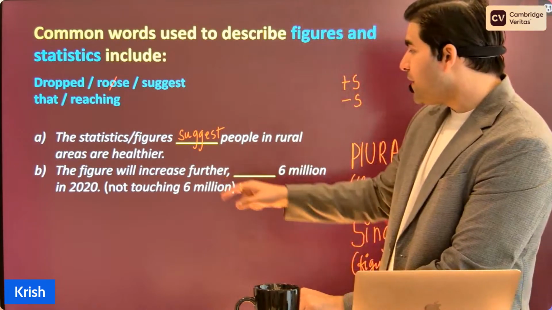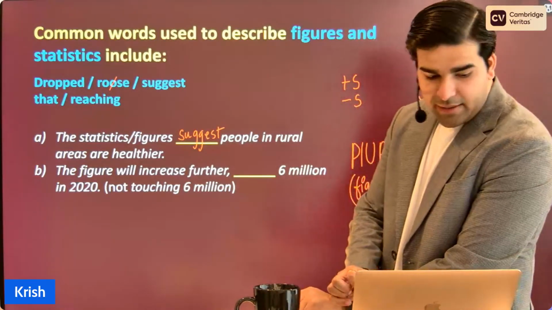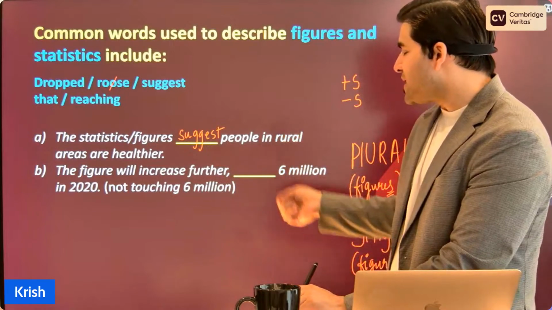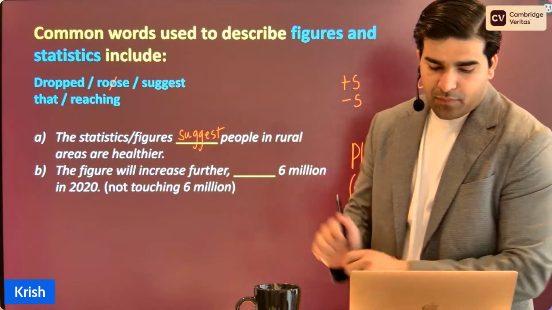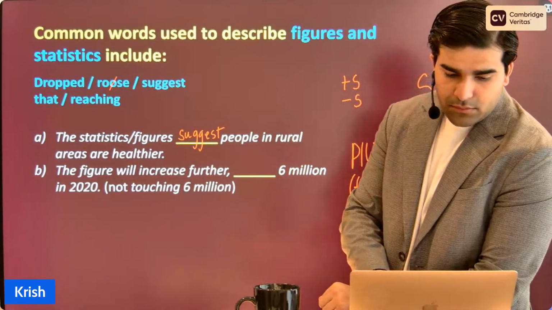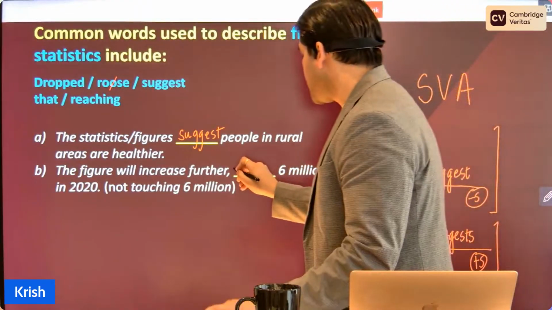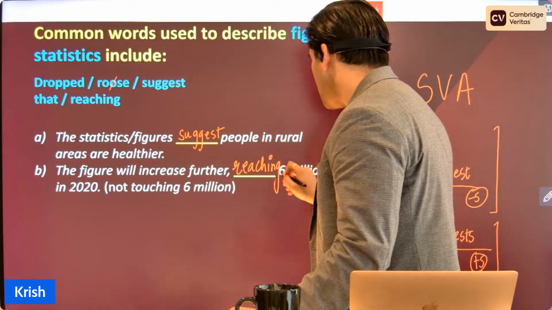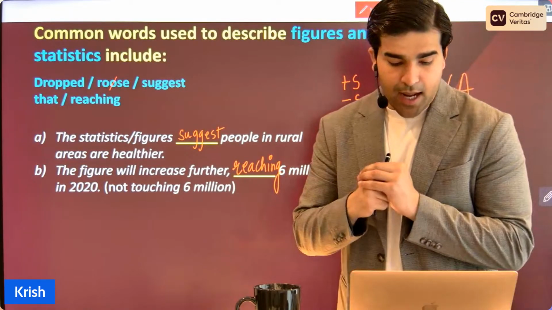Here we go. The figure will increase further, dash 6 million in 2020. Which one is it? The correct answer is, excellent, you guys are right, it is reaching. Reaching 6 million in 2020, not touching 6 million.